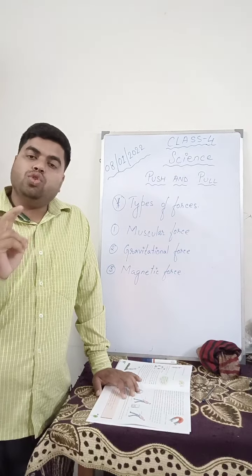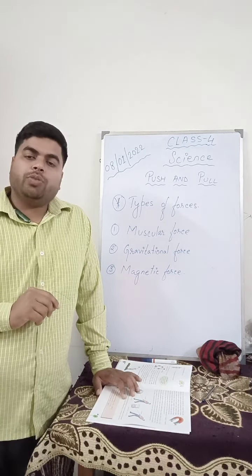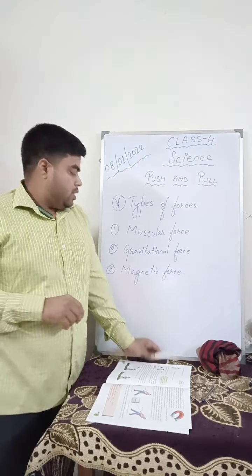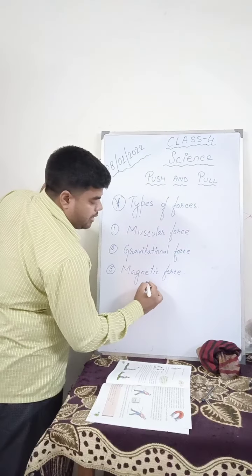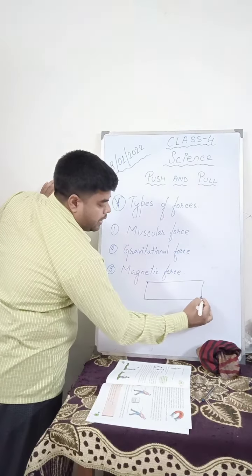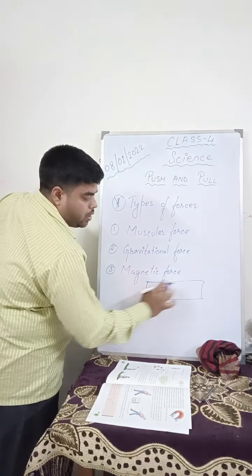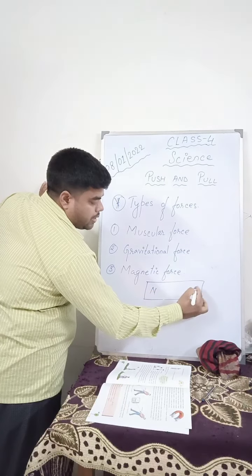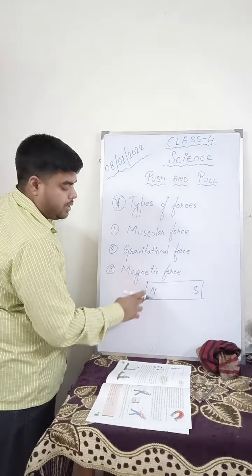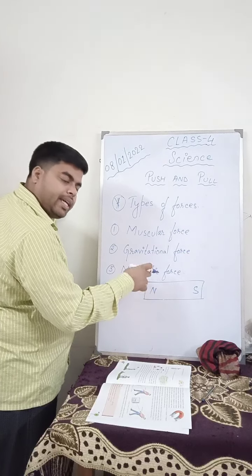A magnet has two poles in it. They are north pole and south pole. If you see any type of magnet, it will have two poles at the two ends, north pole and south pole. It is not necessary that this left side will be north, it can be south also.